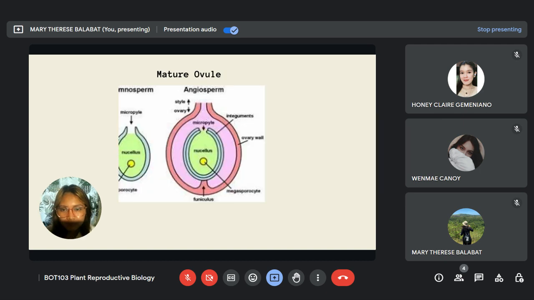This is now the mature ovule. The fully developed ovule comprises the following distinct parts, as shown in the illustration. So we have the integuments, which protect the developing embryo. Then the nucellus, which provides nutrients to the embryo sac. And then the chalaza, which supplies water and nutrients. And then the embryo sac itself, which houses the female gametophyte, including the egg cell.